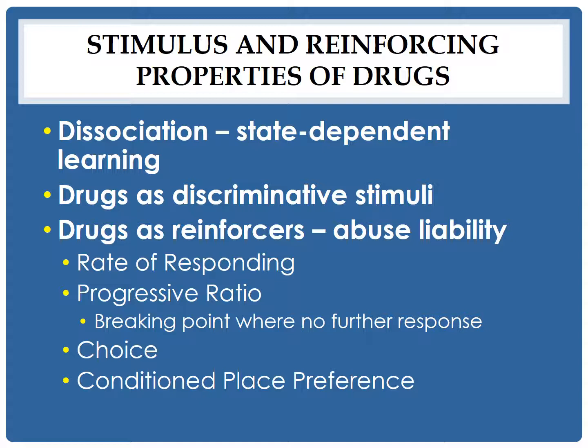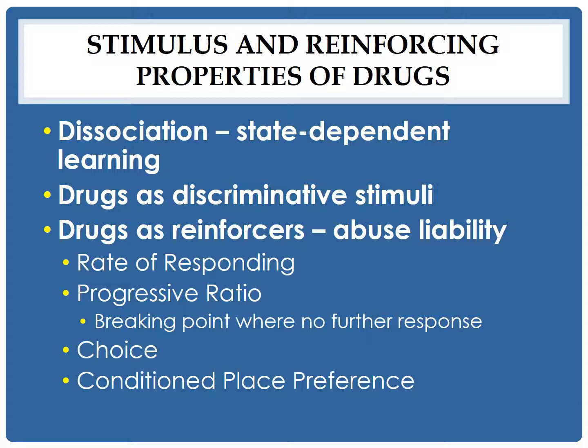Another way to measure this is choice. Basically, first the rat has to press lever A to get drug A. Then the rat learns they have to press lever B to get drug B. And now each lever is giving its respective drug. See which one the animal chooses.